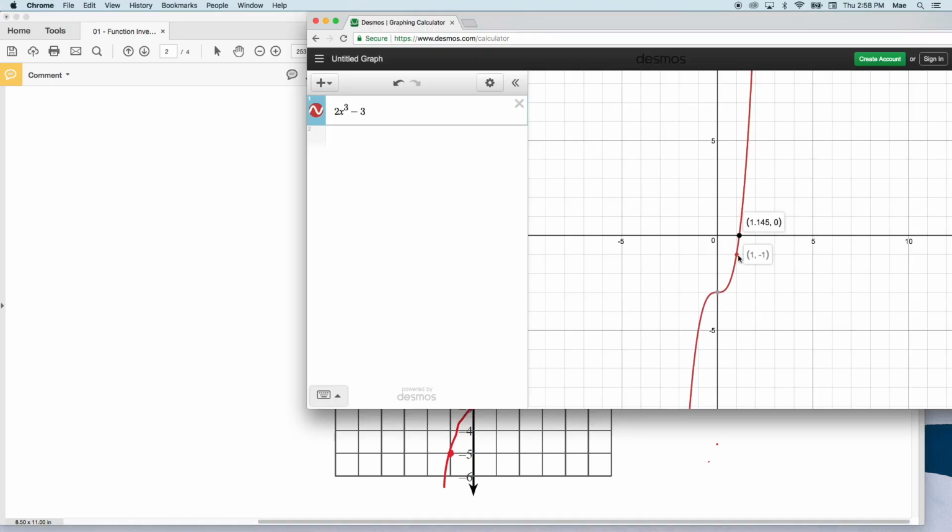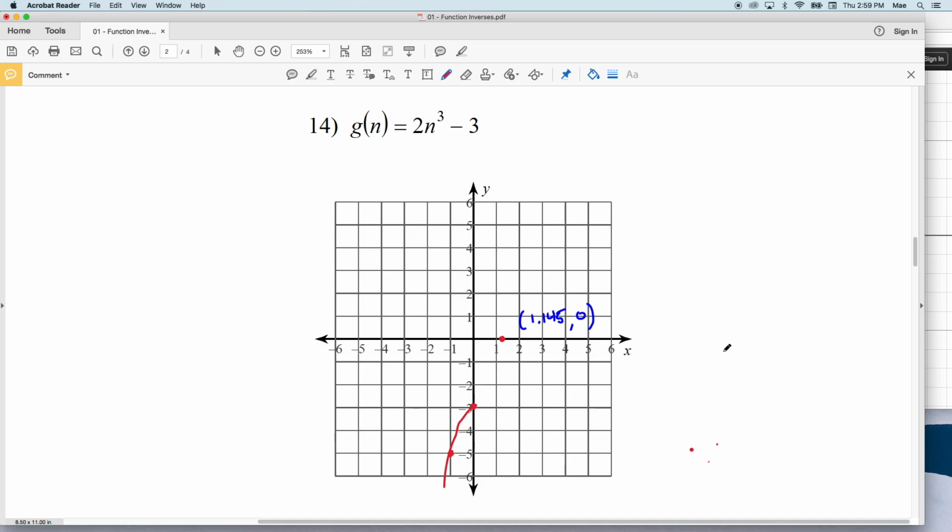Another point we can plot just to help us draw our graph, because it's a nice even intersection on those grid lines, is (1, negative 1). Now it's time for the inverse. Let's start by graphing that since the points are fresh in our minds.